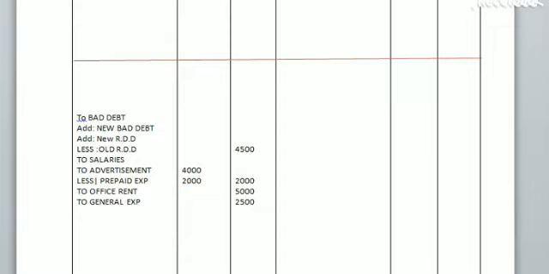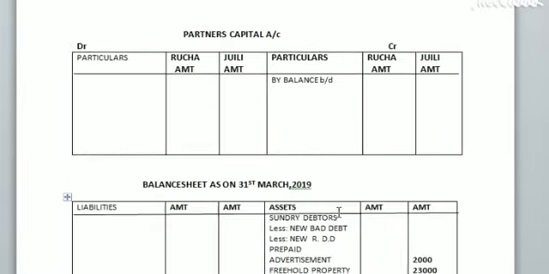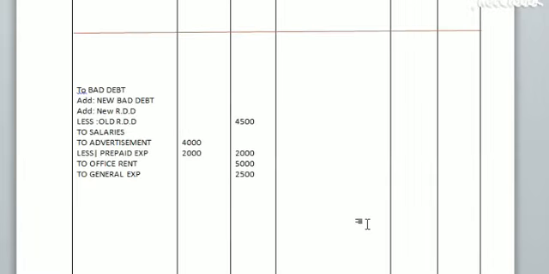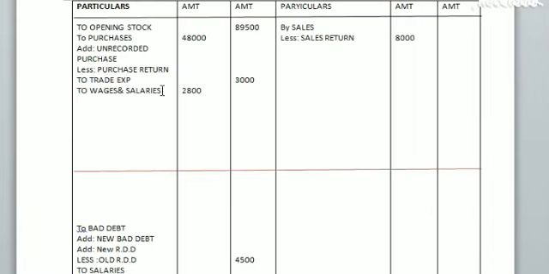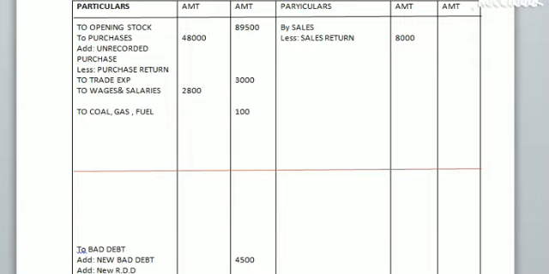The next is sundry debtors, assets. Already we have written sundry debtors. We will write the amount over here. Sundry debtors 62,000 rupees in the inner column. The next is coal, gas, fuel, 1,000 rupees, trading account. To coal, gas, fuel, the amount will come in the outer column and the amount is 1,000 rupees.